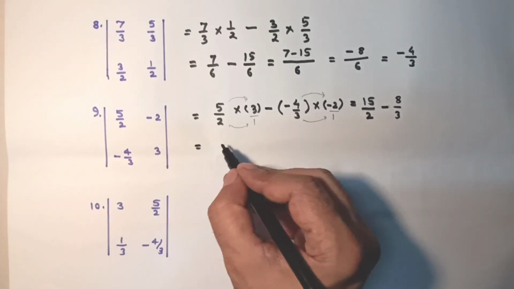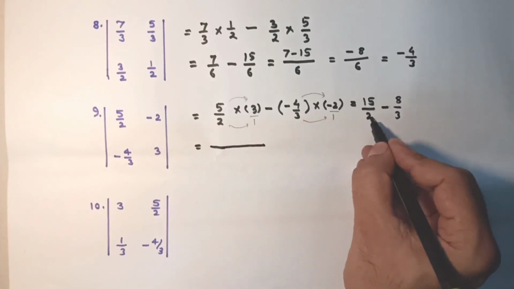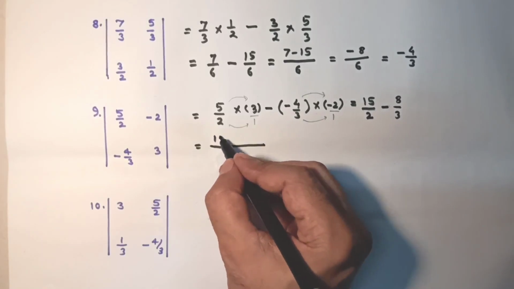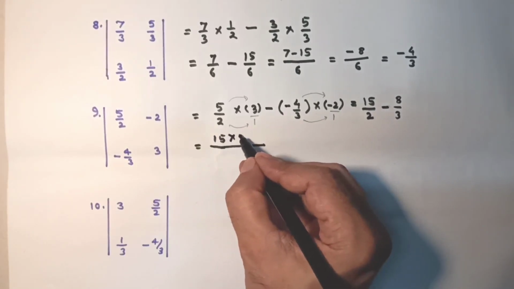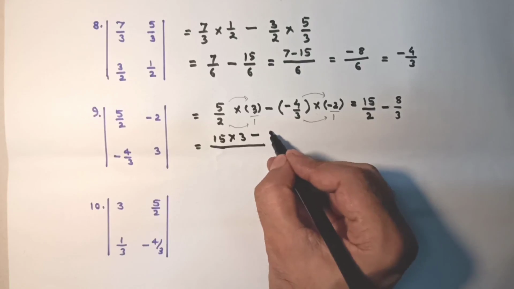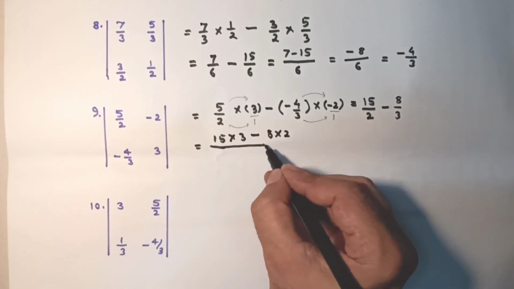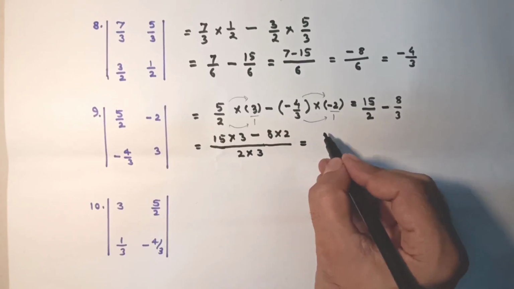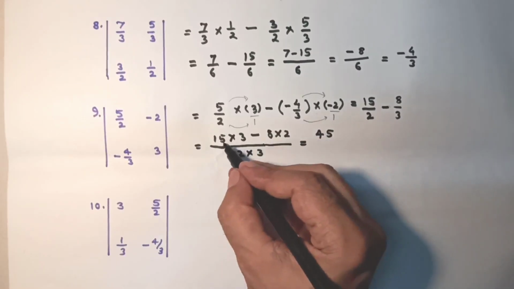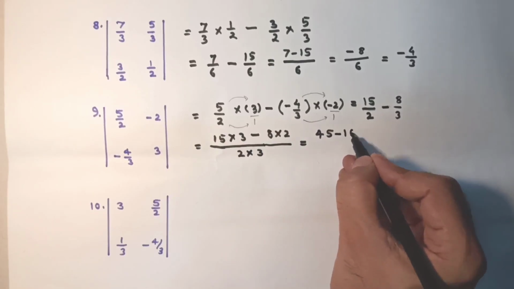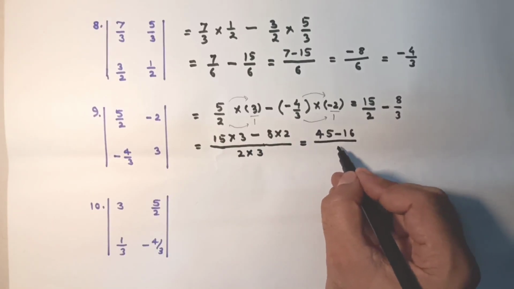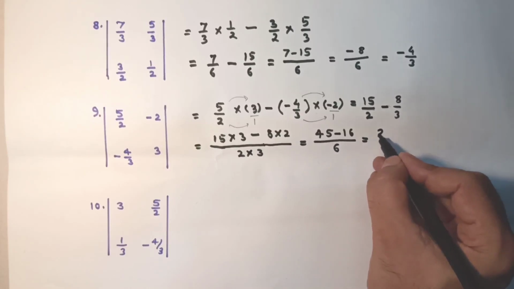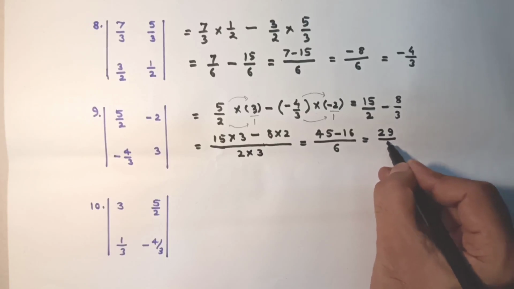Now these 2, 3, they are different, cross multiplication type. 15 into 3 minus 8 into 2 and 2 into 3, which will give you 45 minus 16 upon 6, which when you simply subtract, you will get 29 upon 6.